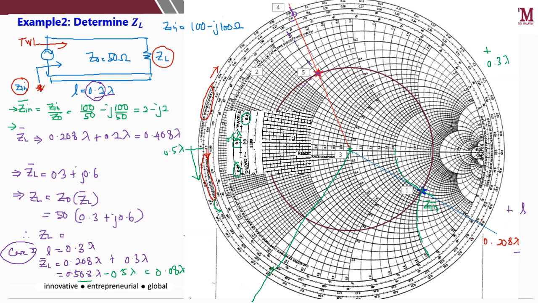so you'll get your new ZL bar at this point. Okay, so you need to take note of the total length, and if you have more than 0.5, you need to extend the line up to the remaining position.